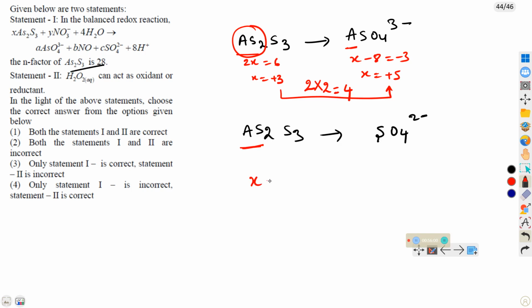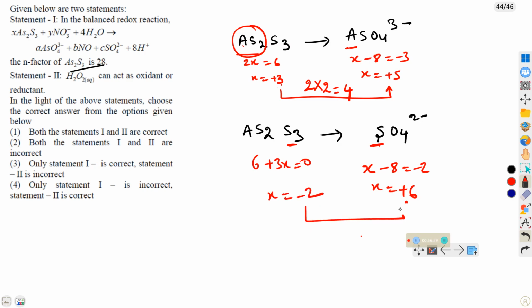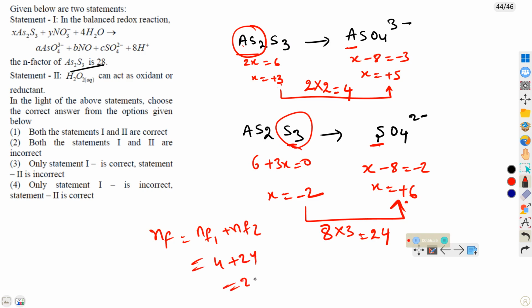Here again, in As2S3, arsenic is plus 3. For SO4 2 minus, x minus 8 is equal to minus 2, x is equal to plus 6. Wait, here don't calculate the arsenic oxidation state; here calculate the sulfur oxidation state. Each arsenic is 3, so 6 plus 3x is equal to 0, x is equal to minus 2. The oxidation number difference is 8, multiplied by 3, so the n factor value is equal to 24. Total n factor is equal to NF1 plus NF2, 4 plus 24 is equal to 28.